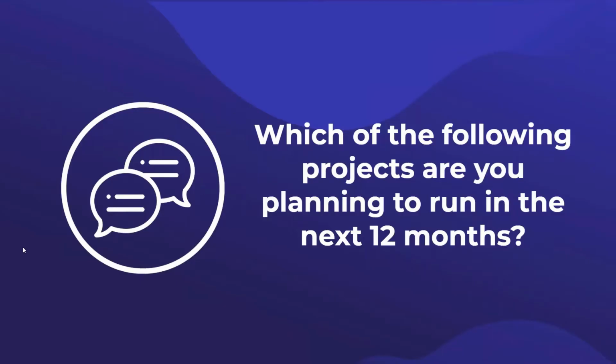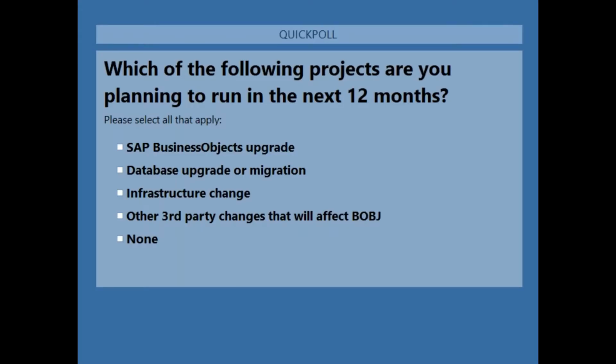Now, just before we start, we always like to ask a few questions. Sebastian? Sorry, apologize on the mute. Yeah, so it's always good to have a little bit more information about your plans. So which of the following projects are you planning to run in the next 12 months? A Business Objects upgrade, a database upgrade, infrastructure change, or other third-party changes that may affect your platform, or none of the above? It's multiple choice, obviously, just click the one. It's anonymous.